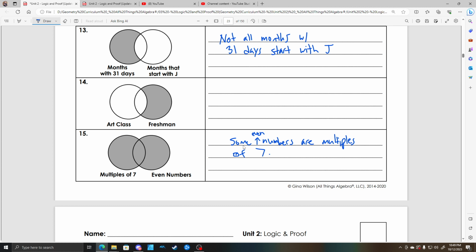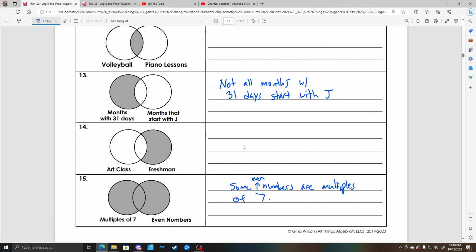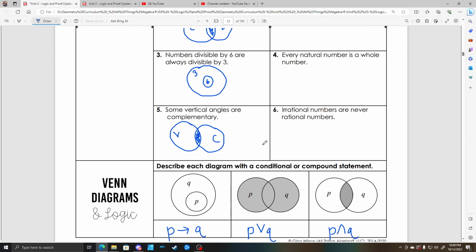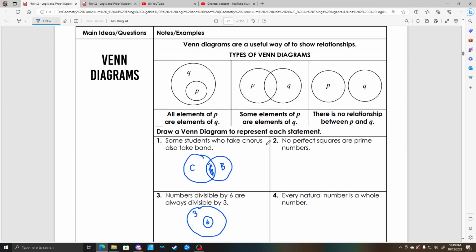That's perfectly fine. All right, so that's it for Venn diagrams. If you have any questions, please let me know. You can also finish your check-in when you feel ready to go. But there are a few examples for you to do on here as well. All right, good luck, and I will see you next time.